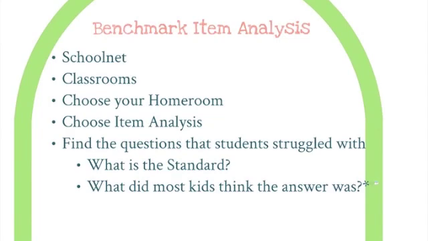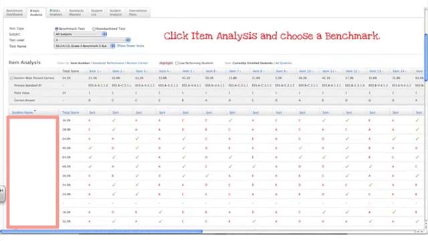We go to SchoolNet, Classrooms, choose your homeroom, choose item analysis, find the questions that students struggled with, and ask, what is the standard? What did most kids think the answer was? Let's look at these steps individually. Once you log into SchoolNet, you'll see Classrooms as the first choice. Then you're going to click on Item Analysis and choose a benchmark. That can be found right next to the Desktop Dashboard tab.